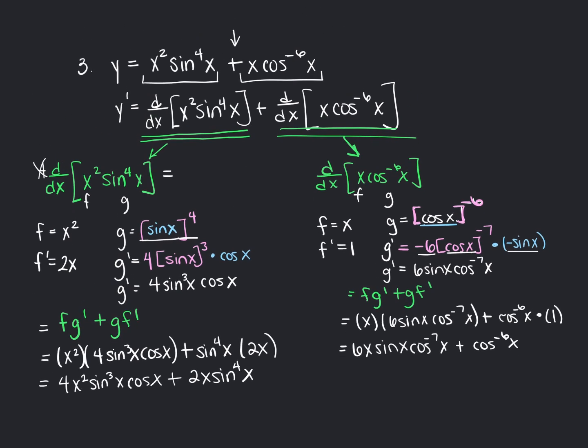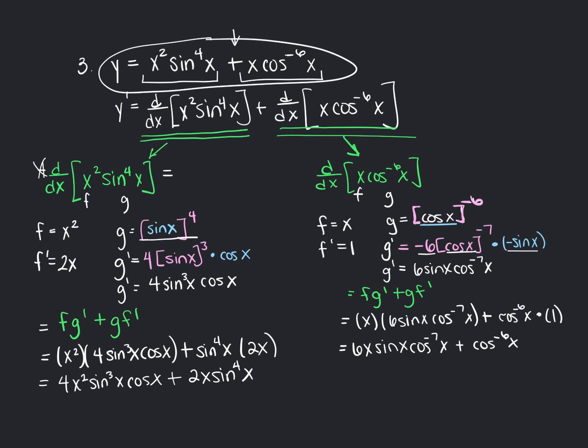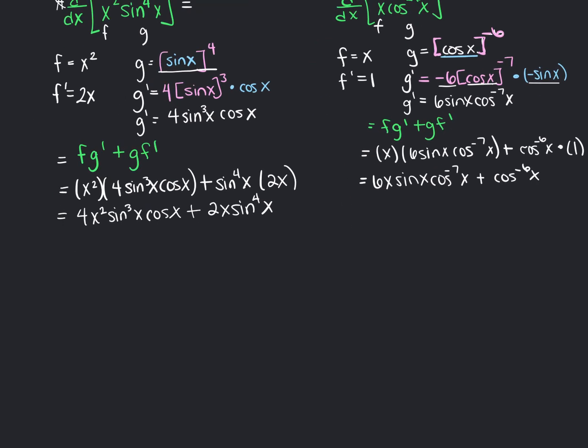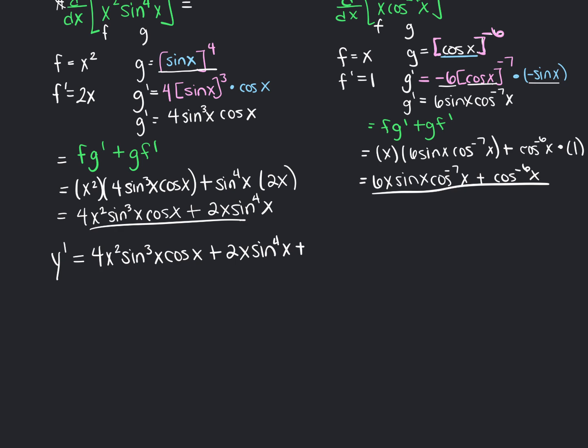So remember, our whole point is we're trying to find the derivative of our original function. So now these two parts that we found, we're going to add those together. So our y prime equals 4x squared sine cubed x cosine x plus 2x sine to the 4th x. So we got that part. Now we're going to add in this part plus 6x sine x cosine to the negative 7x plus cosine to the negative 6x.